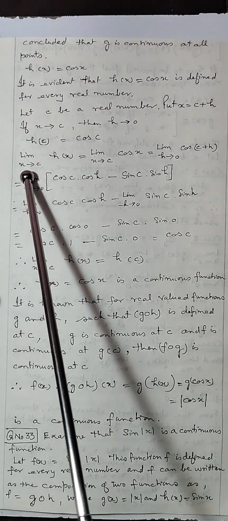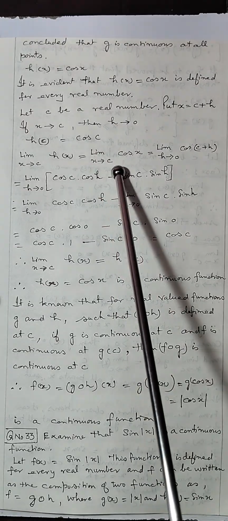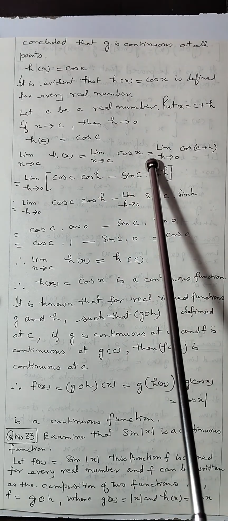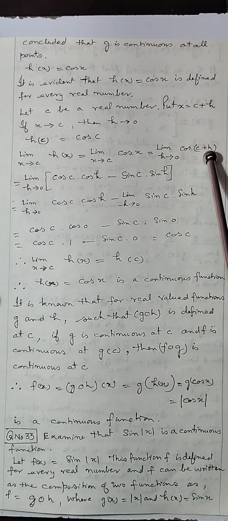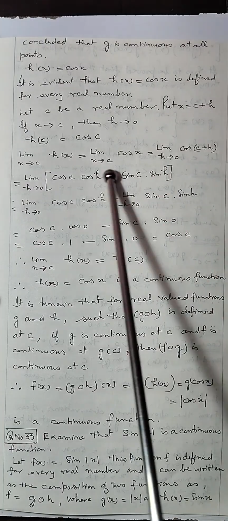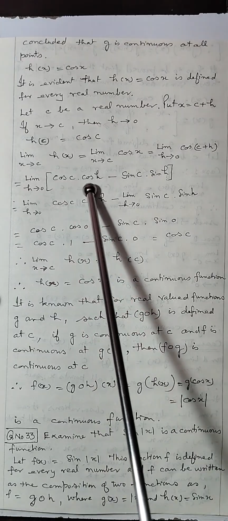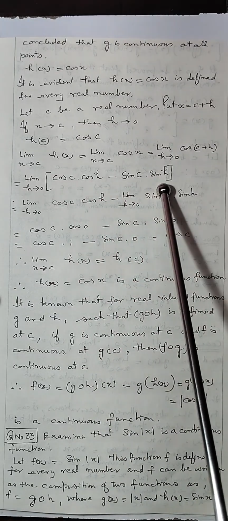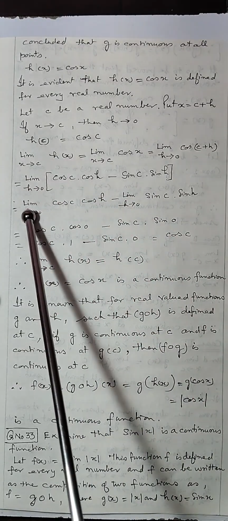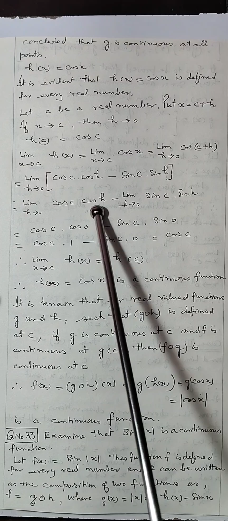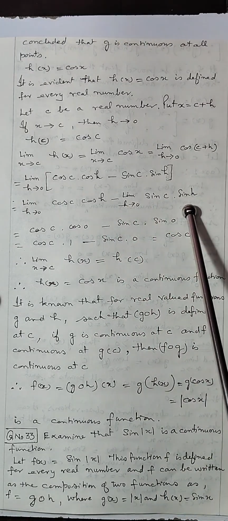Now the limit as x approaches c of h(x) is equal to the limit as x approaches c of cos x. That is equal to the limit as h approaches 0 of cos(c + h). Now we will apply the formula for cos(a + b). The limit as h approaches 0 of cos c cos h - sin c sin h. Now this limit will be applied to both parts, that is, the limit as h approaches 0 of cos c cos h minus the limit as h approaches 0 of sin c sin h.